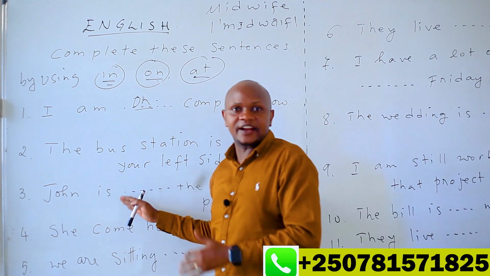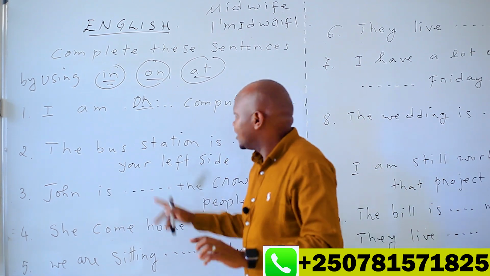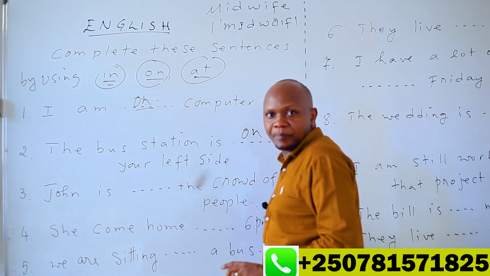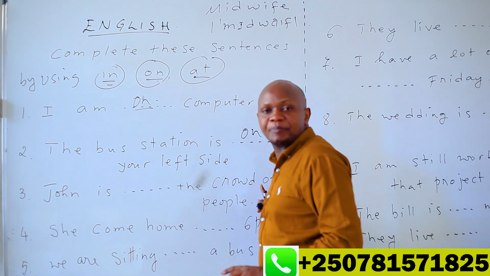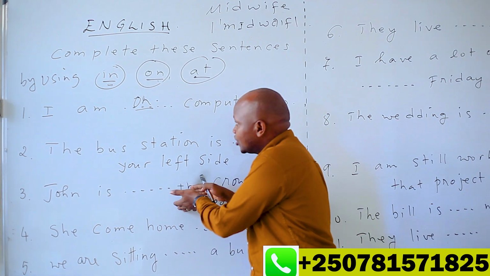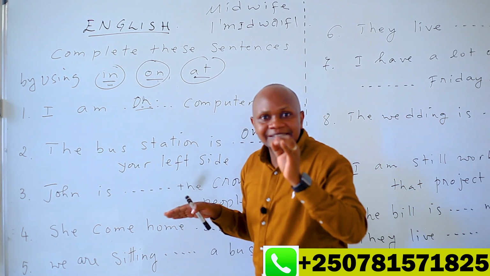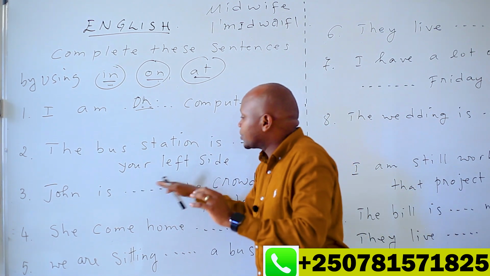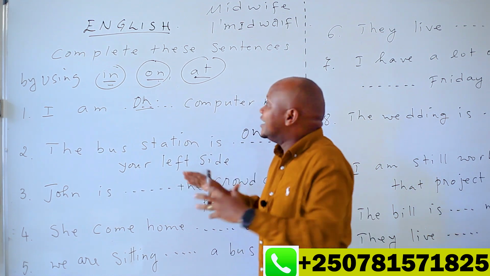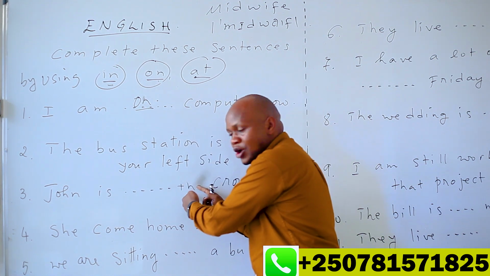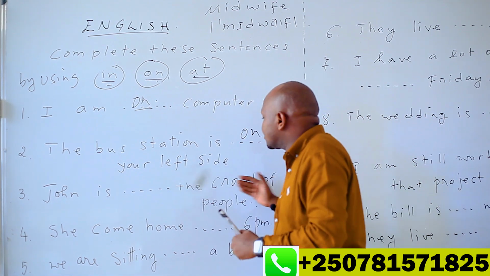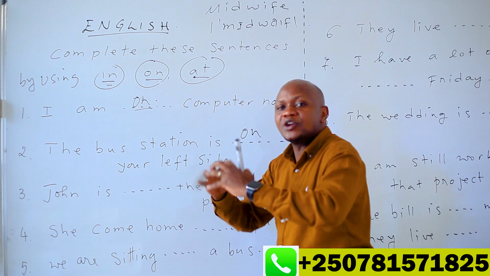This is number 3 sentence. John is in the crowd of people, on the crowd of people, at the crowd of people. Which preposition can we put here in order to have a meaningful sentence? Ni yihe ndangahantu twashyira hano kugira bigaragare ko John ari mu kivunge, crowd. John ari mu kivunge cy'abantu, ari mu bantu benshi.